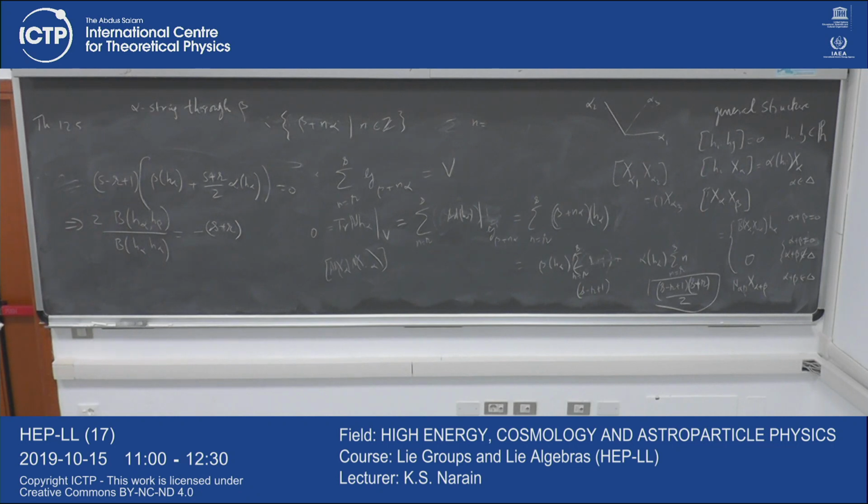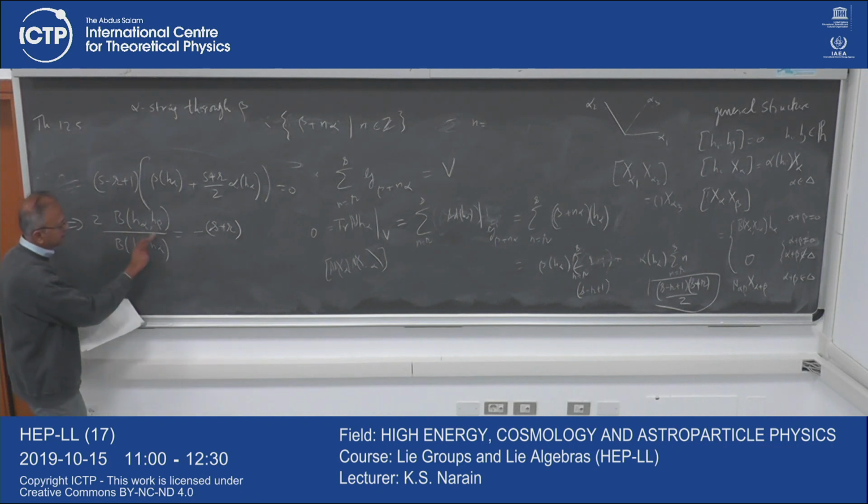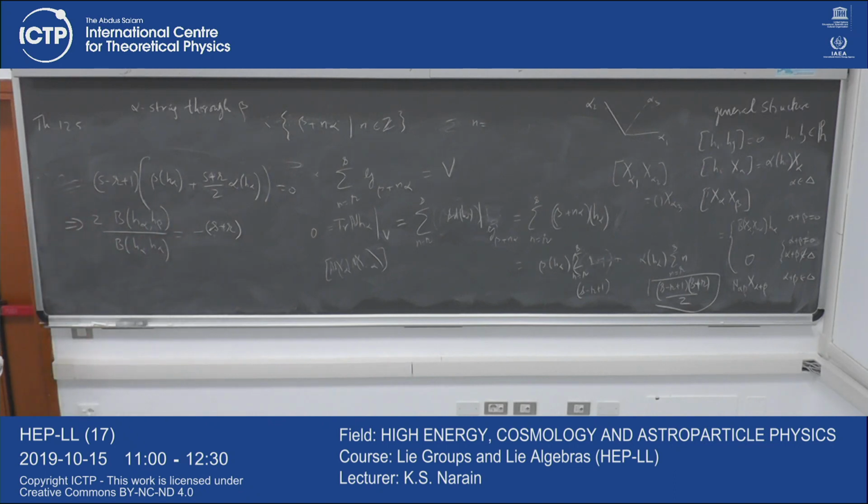Okay. So this is very interesting, right? What it is saying is that this has to be some integer. This ratio has to be some integer. Already there's something interesting appearing here.